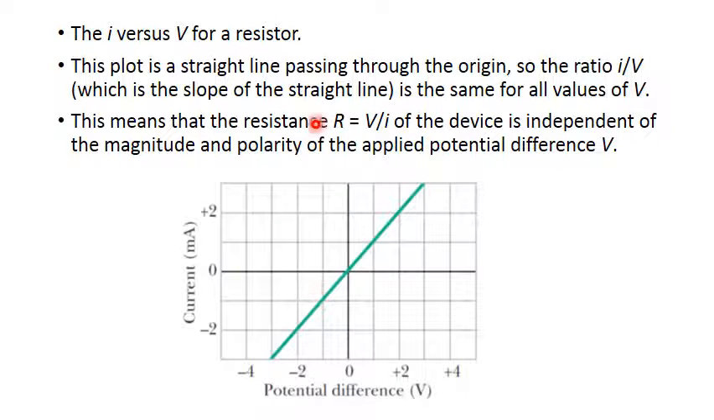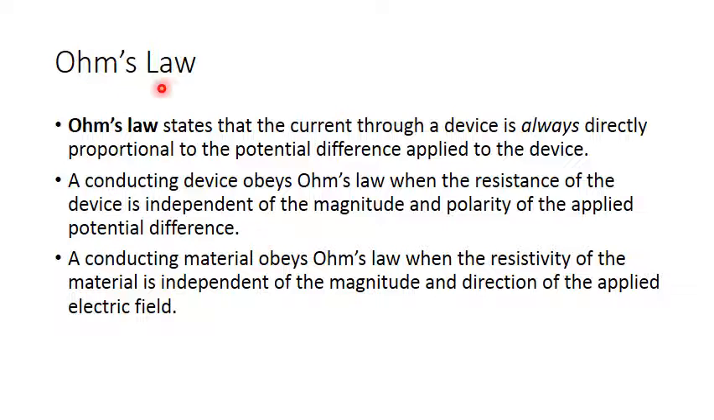So this means that the resistance, which is V over I of the device, is independent of the magnitude and the polarity of the applied potential. So regardless of the value of the potential difference, the resistance is the same. This relation is what we call Ohm's law. Ohm's law states that the current through a device is always directly proportional to the potential difference applied to the device.